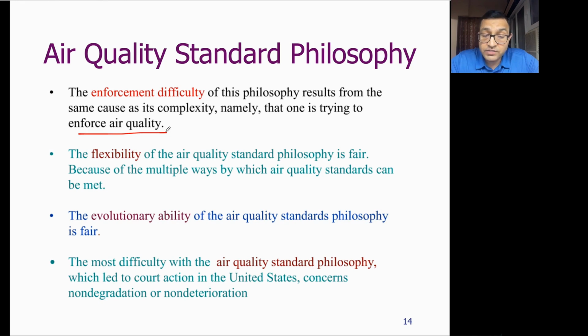You could easily enforce what's coming out of the stack. You could measure it and say, hey, you are emitting more than you should be emitting. But if you're enforcing air quality, you want the ambient air to have concentration below a certain number. How do you know who's responsible for that? Is it because of the meteorology? Is it because of a certain emitter? Is it because of a certain other emitter? You can't really pinpoint very confidently, very clearly.